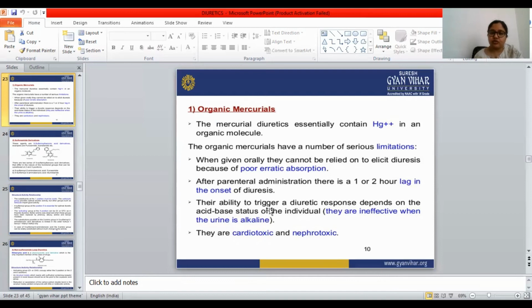Their ability to trigger a diuretic response depends on the acid base status of the individual, and they are cardiotoxic and nephrotoxic. So we can't use these organic mercurials much, because they are cardiotoxic as well as nephrotoxic drugs.